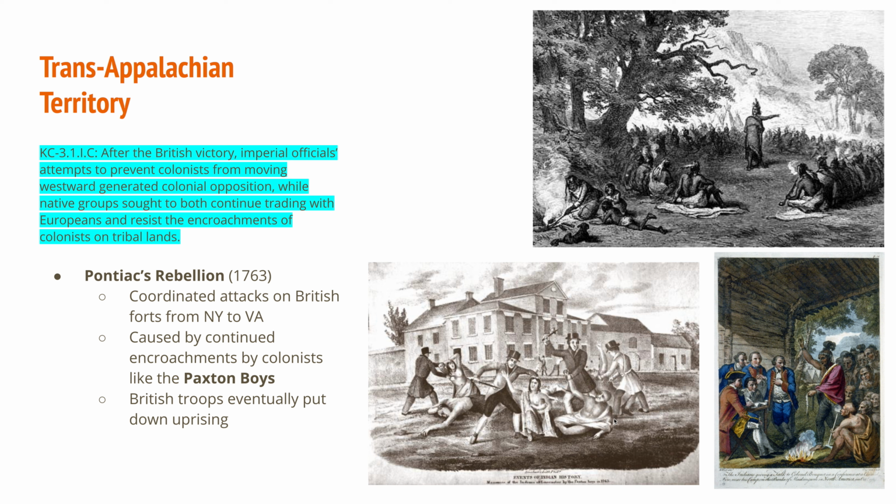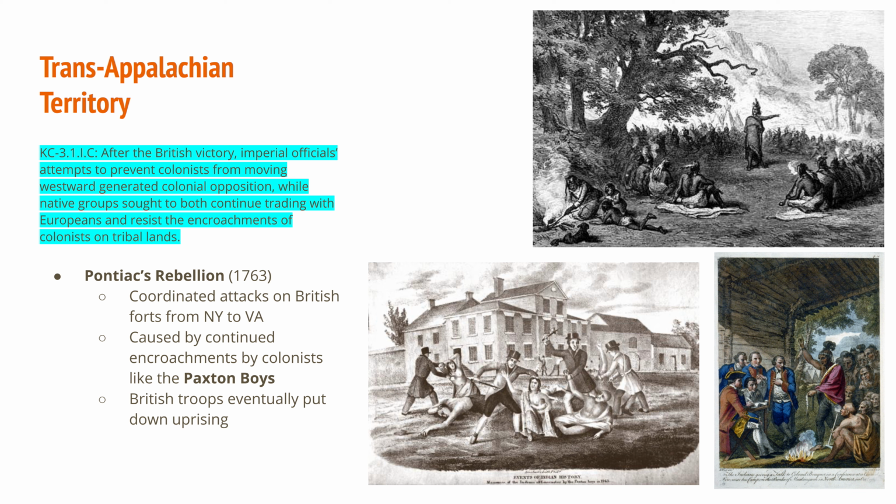They were coordinated, and they started attacking from as far north as New York to as far south as Virginia. And the reason why the Native Americans were attacking British forts is because, one, they might have been allies of the French and were still hostile to the British occupation, and two, there were groups of colonists that were speculating or squatting in the area that Native Americans had previously occupied west of the Appalachians.